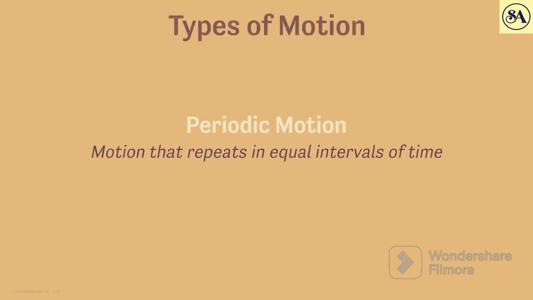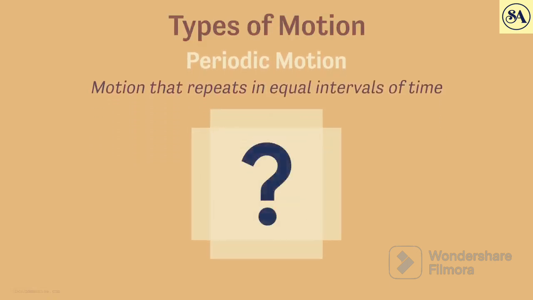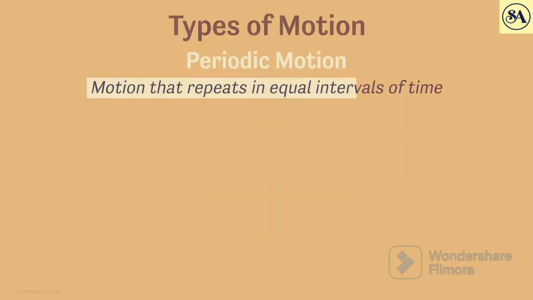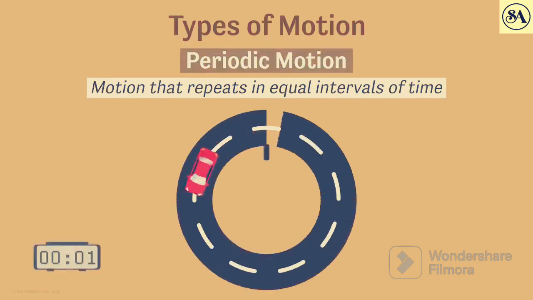And the final type of motion is a periodic motion, which is the motion that repeats itself in equal intervals of time. Can you think of any example of this type of motion? Any object repeating its motion in equal intervals of time will be undergoing periodic motion. Assume an object is moving in circles and is covering each round every 3 seconds. Is it performing a periodic motion? Absolutely. Since it's repeating its motion along the same path every 3 seconds, it is undergoing periodic motion.